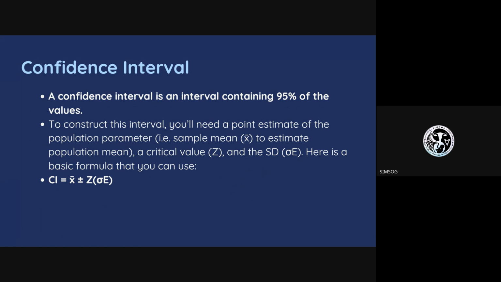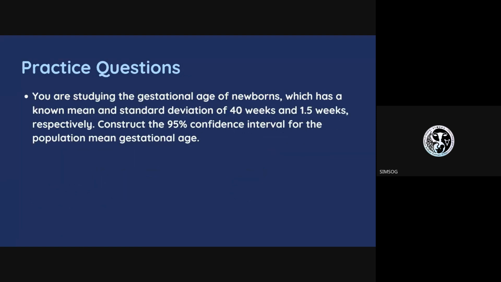So what is the upper limit? 40 plus 3 is 43, whereas the lower limit is 40 minus 3, which is 37. So essentially what we can say is, in the given study, sorry, this should have been study, sorry for the typo, the confidence interval for the study mean gestational age, this 95% confidence interval for this study sample would be 37 weeks to 43 weeks.